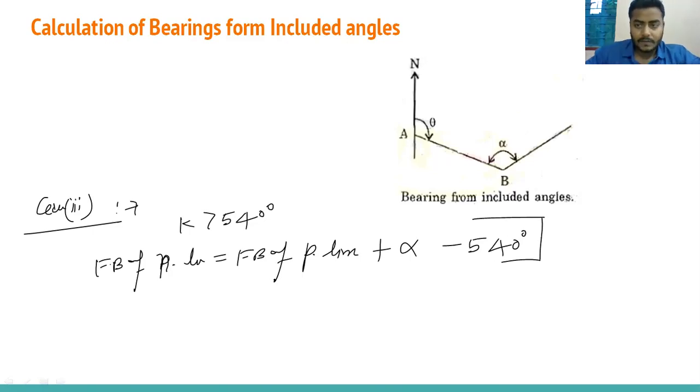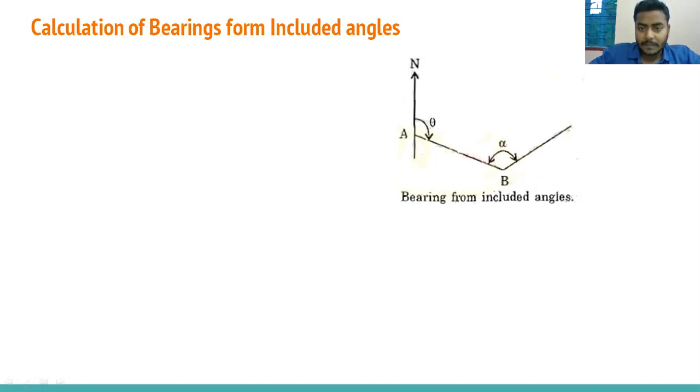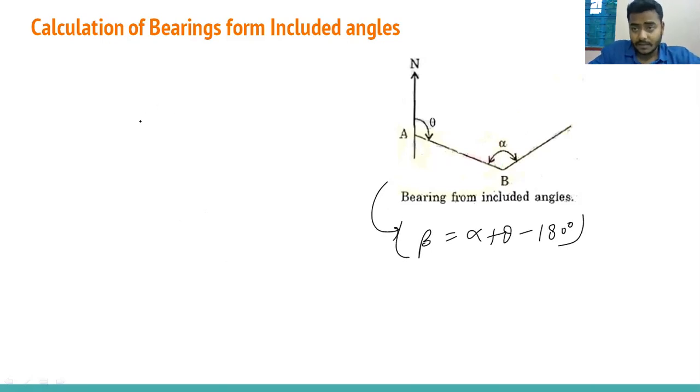Why are we doing this? What is the basic concept? You can understand in this case we have derived beta is equal to alpha plus theta minus 180 degree, right? Let's take another example. In that case, theta plus alpha would be less than 180 degree. So what expression will come?